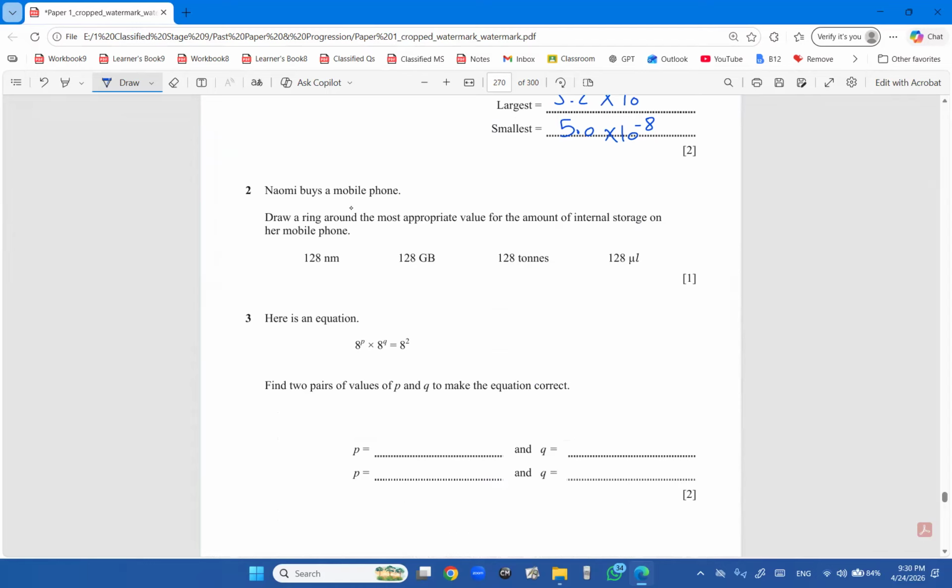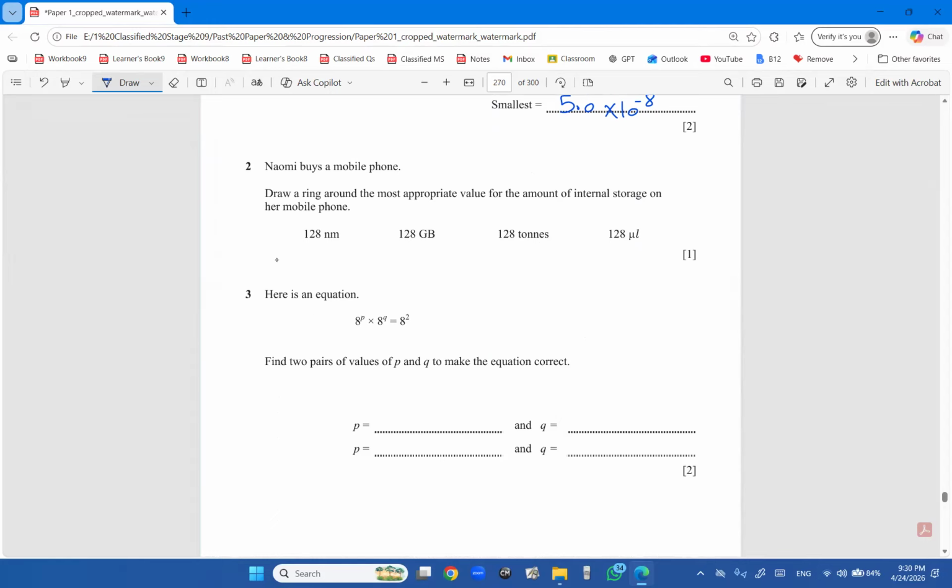Naomi buys a mobile phone. Draw a ring around the most appropriate value for the amount of internal storage on her mobile phone. You're going to find over here that this is meter, nanometer. Nanometer, this is for distance, not the storage of a phone. This is a ton, which is about the mass of something and how heavy it is. This is microliter, liter. This is about capacity and about liquid. The only one about the internal storage, or about the storage of something related to software or related to computers and technology, is this one.